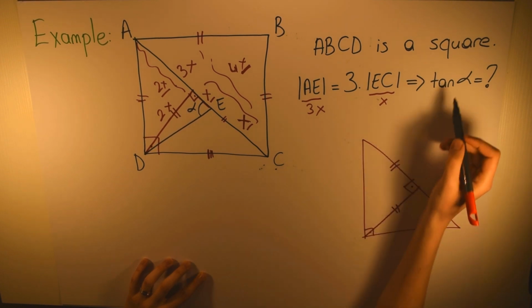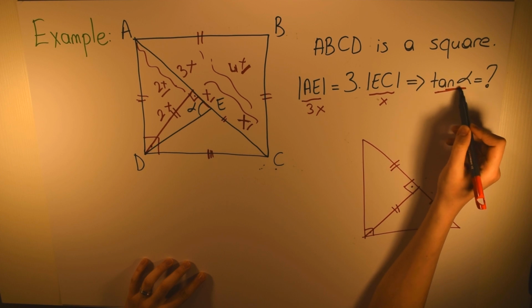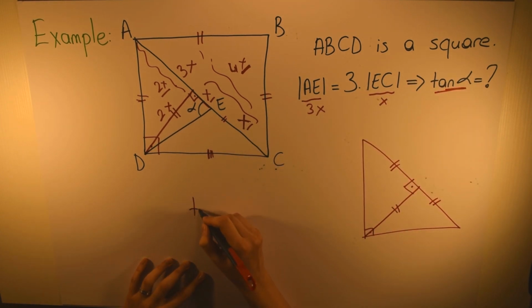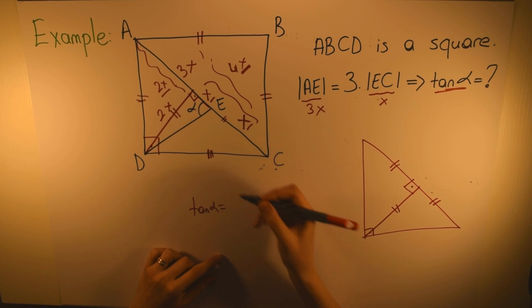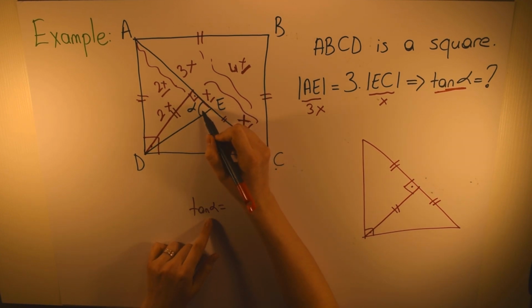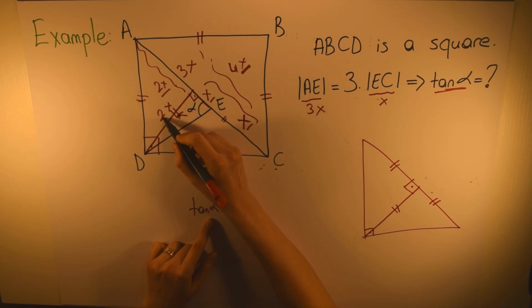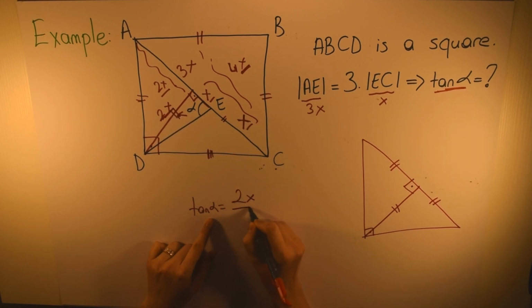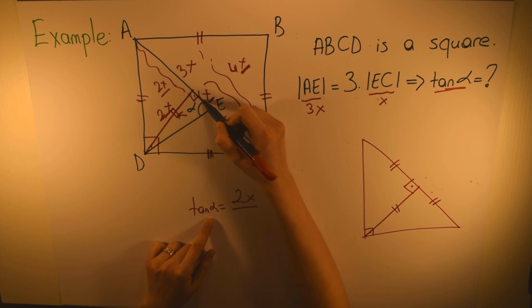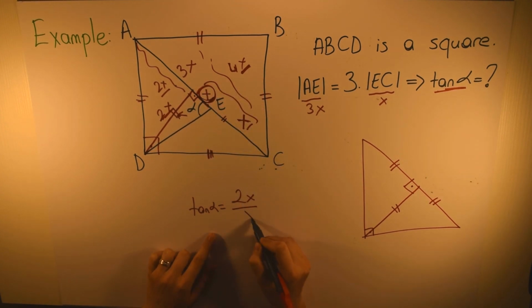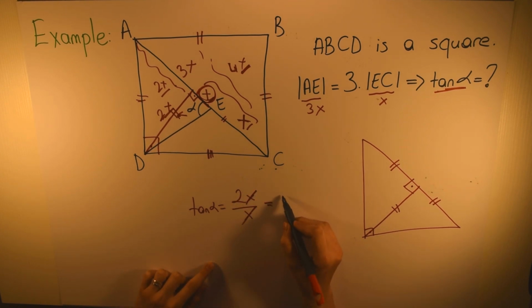Now we are able to find the value of tangent alpha. Tangent alpha is equal to opposite side over adjacent side, right? Here, for our alpha angle, our opposite side is equal to 2x, over our adjacent side, which is x. So when these cancel out each other, our value of tangent alpha is equal to 2.